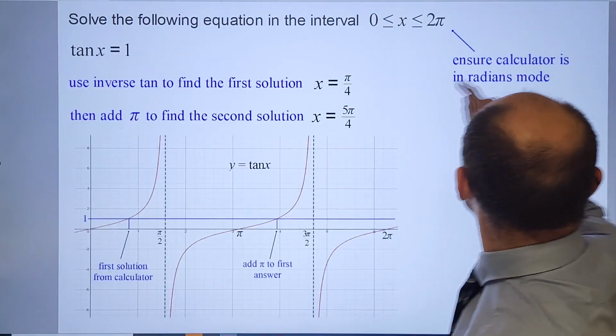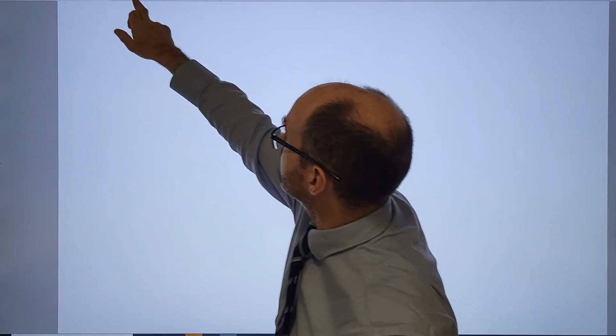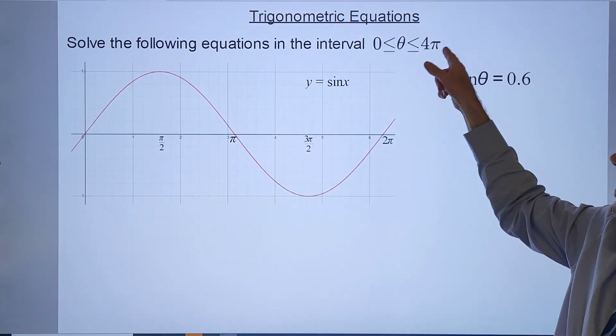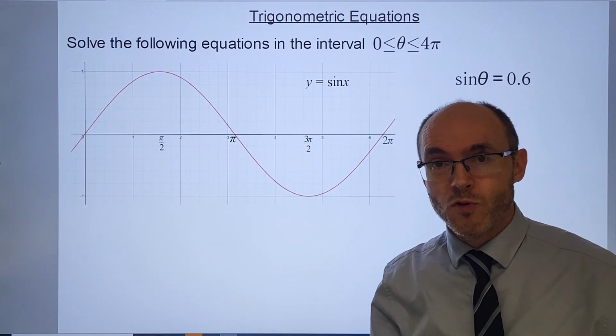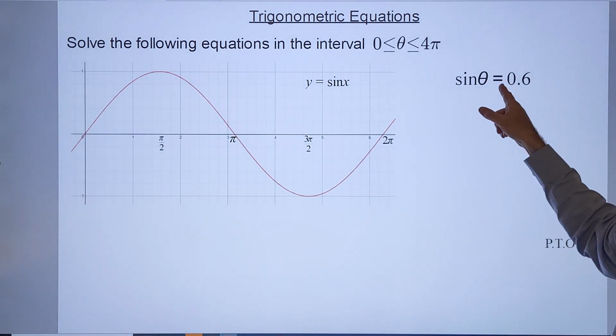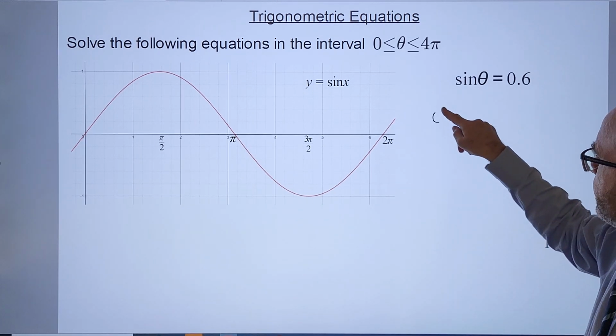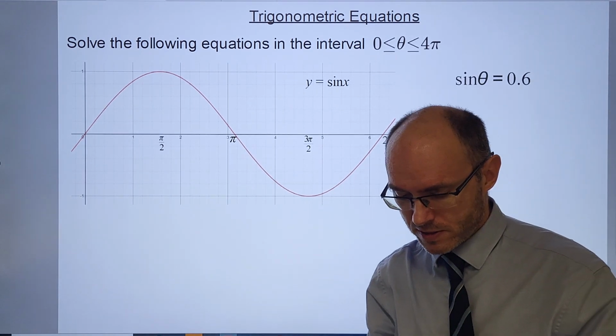Okay. Next, I'm going to show you what to do once you've generated those two answers. Okay. So, that's not what I want. This is what I want. Suppose the interval is different, so between 0 and 4 pi. Okay. Well, can you do this for me? Maybe pause the video and work it out. You do the inverse sine of 0.6. I'm going to do that now.